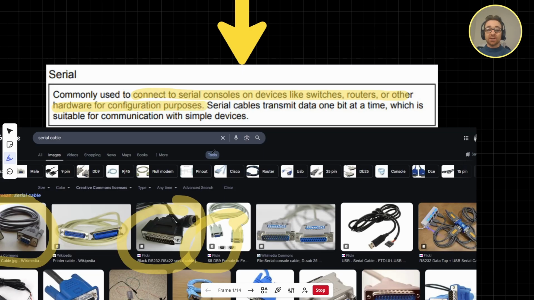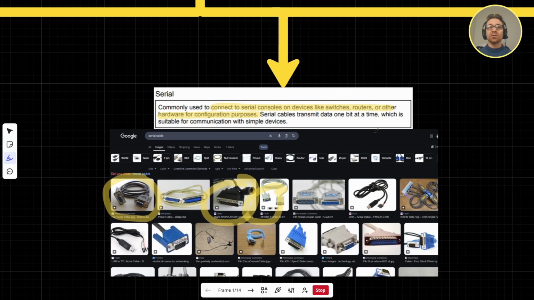So you would use a serial cable to connect to a switch in order to manually configure that switch. For your exam, that's really what you need to know. Serial cables are used to connect to hardware devices like switches in order to configure them manually. That's the key thing you need to know for your exam.